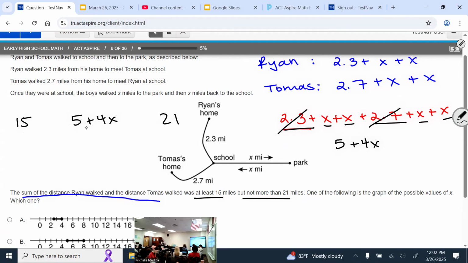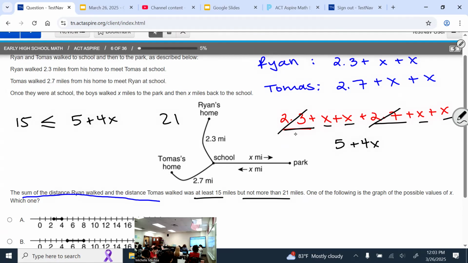So if what they walked was at least 15, can I use this symbol? Can what they walked be bigger than the 15 if it's at least 15? Yeah, so usually that's how I pick my symbol, is I just write one and see if it makes sense, and if not, I need to flip it. But nope, it makes sense. What they walked can be bigger than 15 if it's at least. And if it's at least, it can be exactly that number too. I'll put a little line underneath.